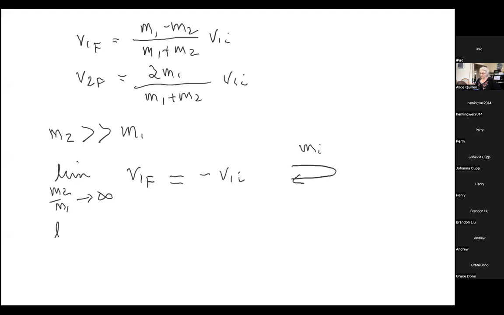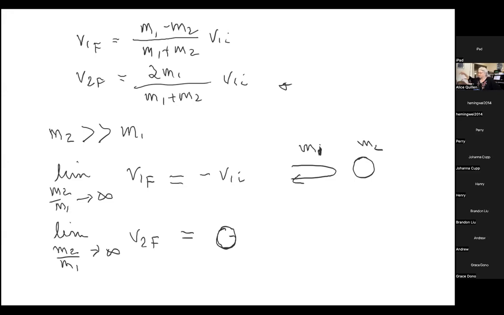So let's compute the limit for the other one, V2F. Looking up here, M2 is really, really big, and so this goes to 0. M2 just doesn't move. It's kind of like M1 just bounces right back, and M2 is like a brick wall. It just doesn't move because it's really massive. It's kind of what you expect.